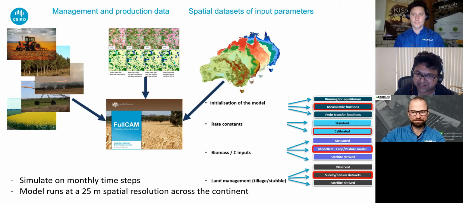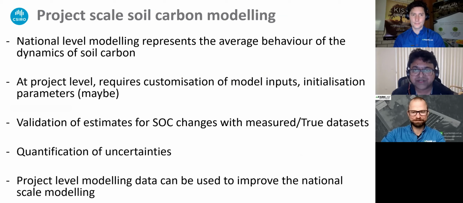Nationally, it captures the national behavior of carbon dynamics, but it's not very straightforward to apply this concept to project-level carbon. Let's take an example of applying these models at project scale. As I said, national scale modeling represents the behavior of dynamics on average, but project scale requires customized inputs, initialization, and parameters, to get realistic estimates. It also requires true data that can be used to validate the simulation. That's a requirement if you look at the current methodologies being developed. It's required to collect these true datasets and also quantify the uncertainties. And once you have a lot of project scale information, that information can be fed into the improvement of the national scale models. So that's a win-win solution for everyone.